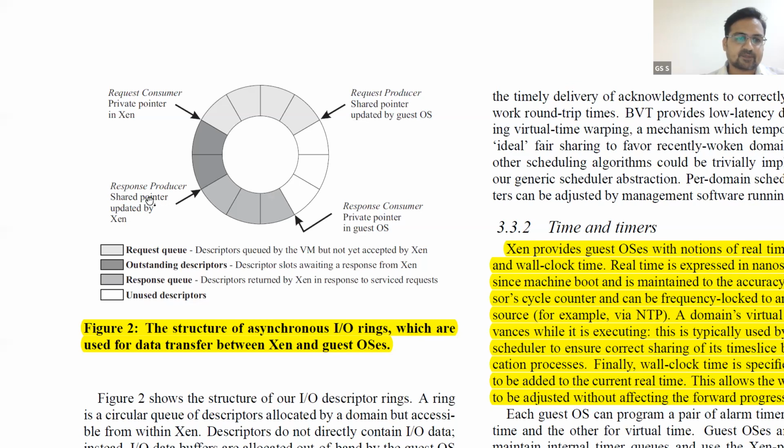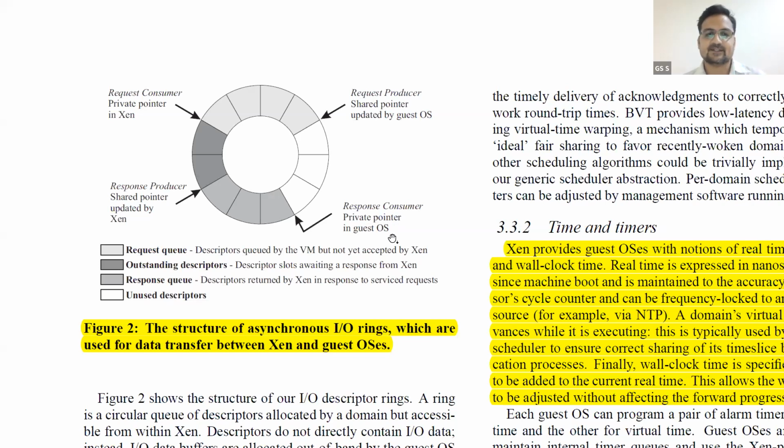Let us talk about the pointer here. Response producer, a shared pointer between Gen and guest operating systems, but who can update it? Updated by Gen. Okay. Request consumer, this is a private pointer in Gen. Who manages this? Gen manages this. Request producer, a shared pointer, but who updates it? The guest operating system. Response consumer, a private pointer in the guest operating system.